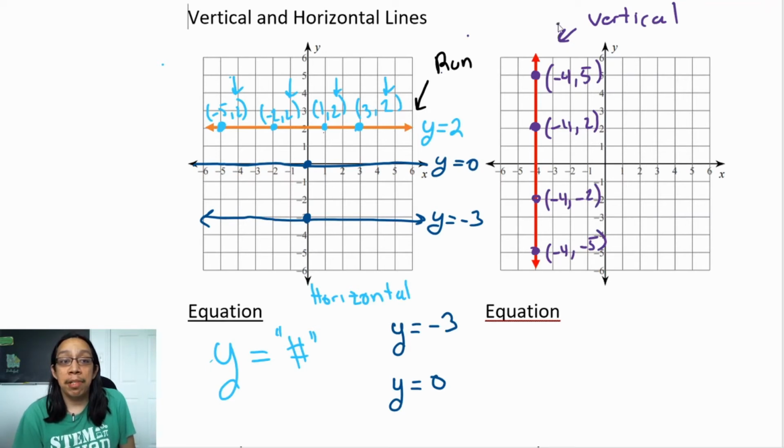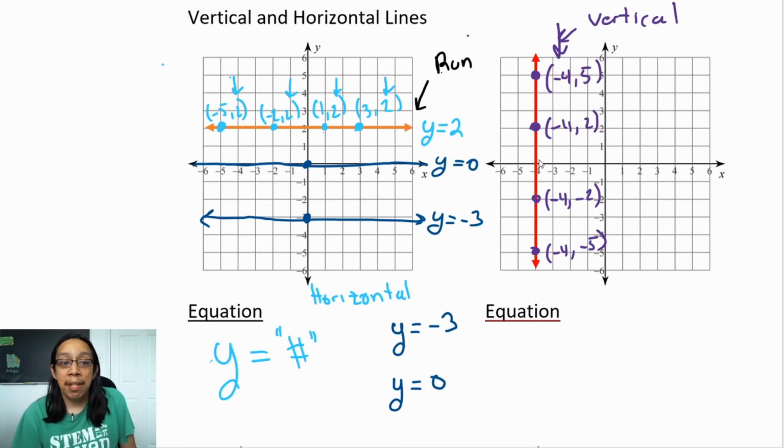You might notice that all of the x values are the same no matter what point we ended up choosing on this line. And that's the defining feature of a vertical line. All of the x values of a vertical line will be the exact same thing. So the easiest way to think about this is, where is this vertical line crossing on the x-axis? Because that is going to be your equation.